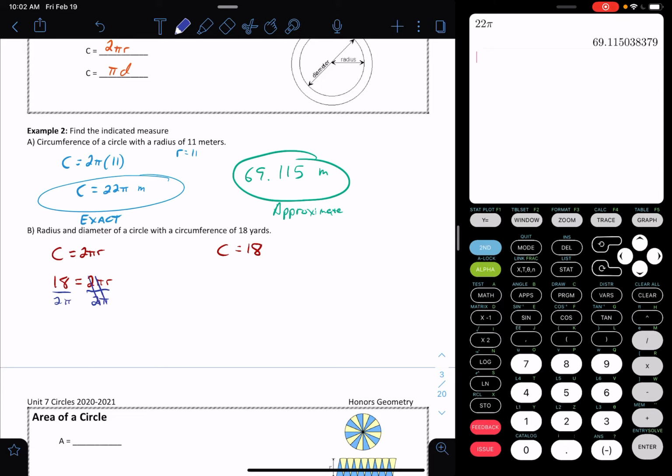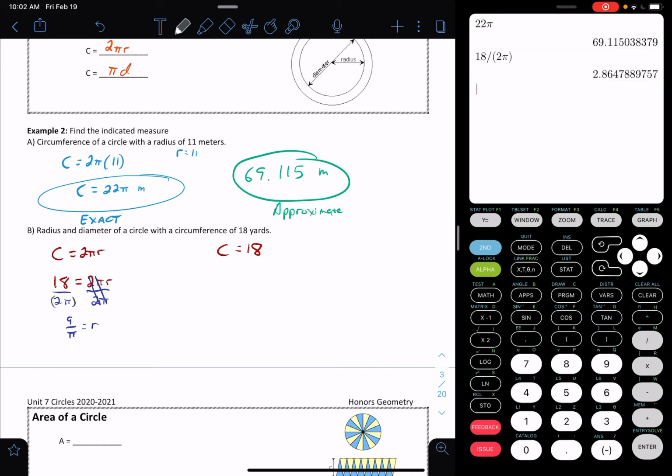Now, be very careful when you plug this into your calculator. All right, the exact answer is 9 over pi equals r. Okay, so that's the exact answer. But the approximate answer, if I plug it in my calculator, I've got to be very careful making sure you plug parentheses around 2 pi, because I'm taking 18 divided by 2 pi.